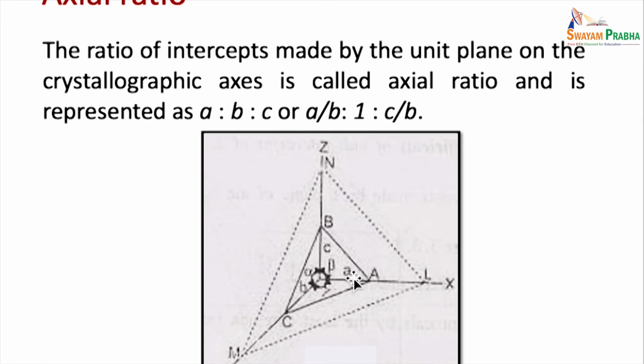So you see this is a face. It's cutting the x-axis at point A, and the intercept is small a. It's cutting the y-axis and the intercept is called b. It is cutting the z-axis and the intercept is called c. Now you see this is a plane which is cutting all the 3 axes, and the ratio a is to b is to c, the ratio between the intercepts, is called the axial ratio.